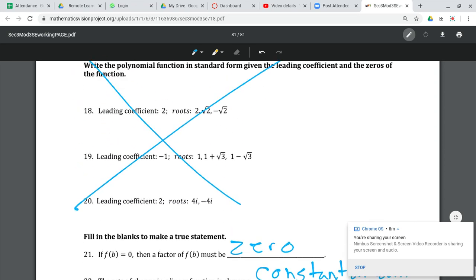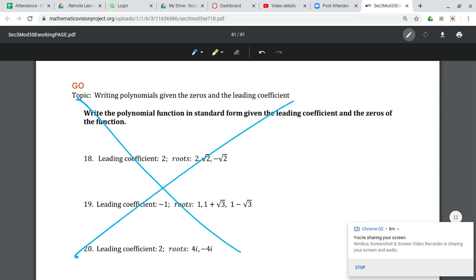I'll let you finish out the last two. Remember, you don't have to do this section right here. Your keyword for this lesson is function. Your keyword is function.